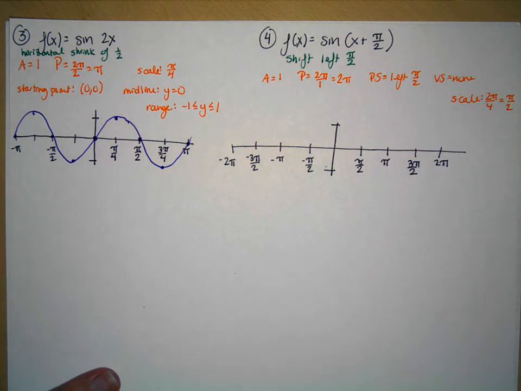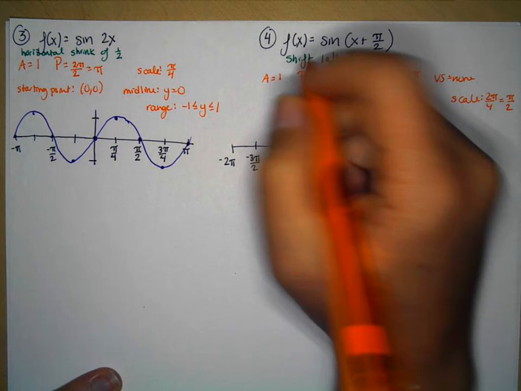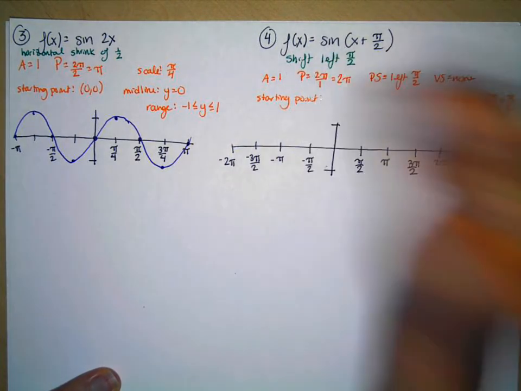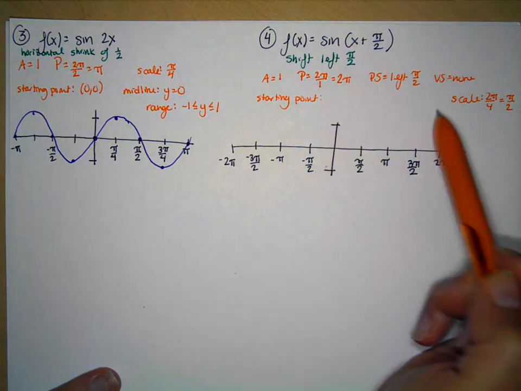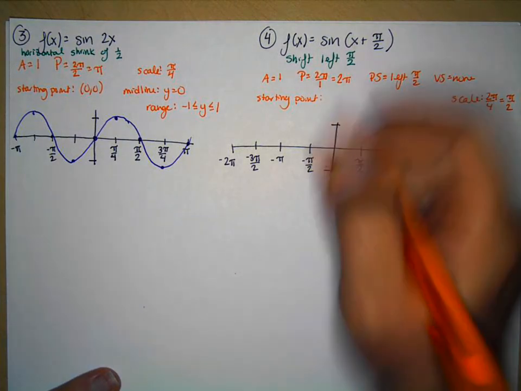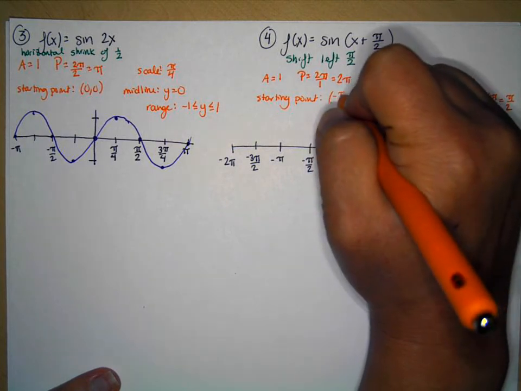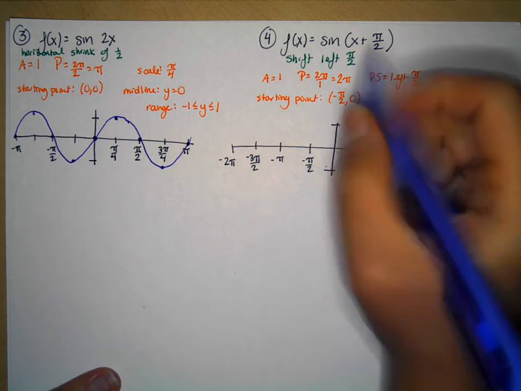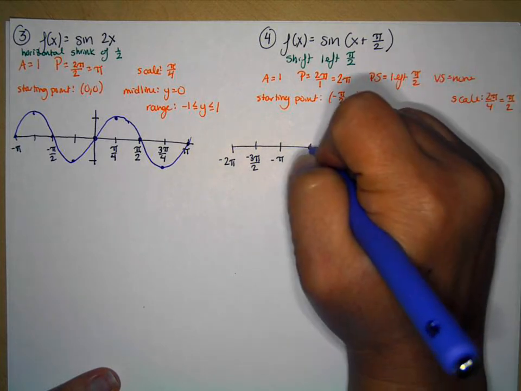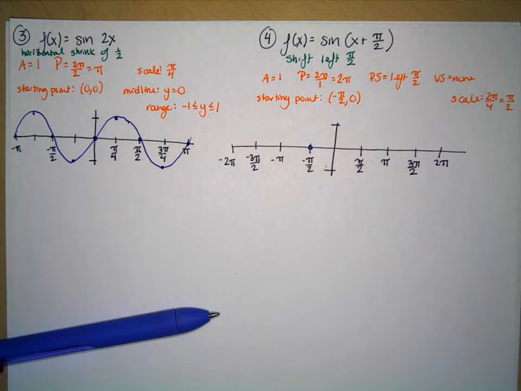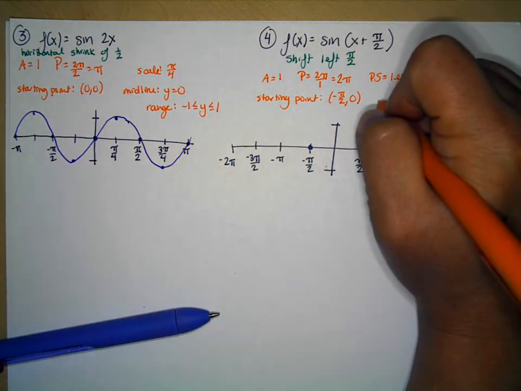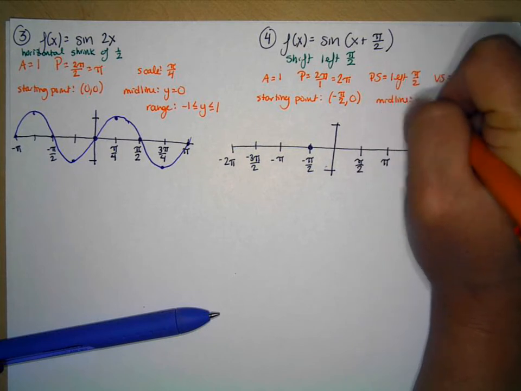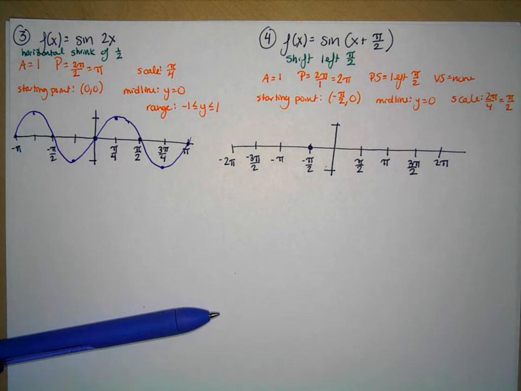Step 3, we want to determine our starting point. So normally it's at 0, 0, but because we're being shifted left pi over 2, that's going to be negative pi over 2, comma 0. Since we didn't have a vertical shift, our midline is still y equals 0. And now we can start plotting our points.